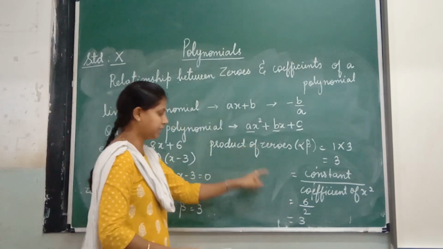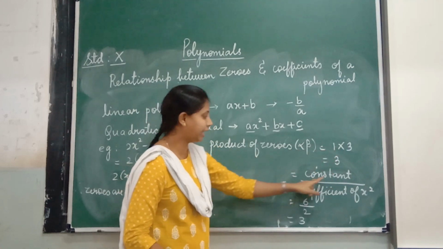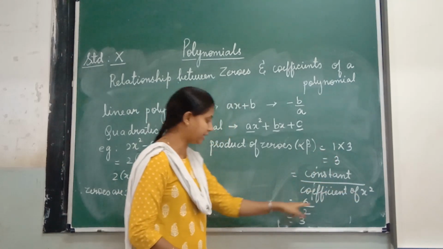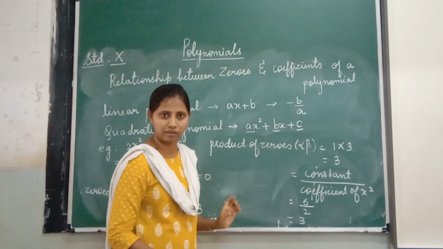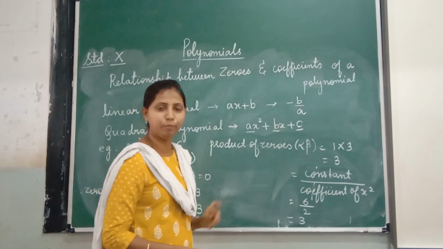So the relationship holds very well. The product of the zeros is also 3. And if you take the constant divided by the coefficient of x square, even then it is 3. Yes? So this is the relationship between zeros and coefficients of a polynomial.